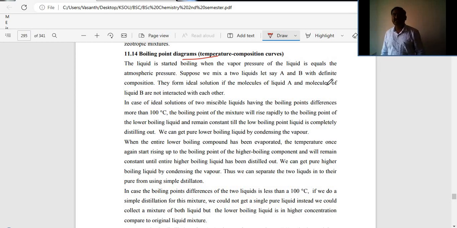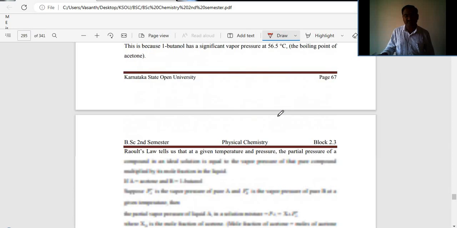The liquid starts boiling when the vapor pressure of the liquid is equal to atmospheric pressure. Suppose we mix two liquids, let's say A and B, with a definite composition. They form an ideal solution if the molecules of A and the molecules of liquid B do not interact with each other.